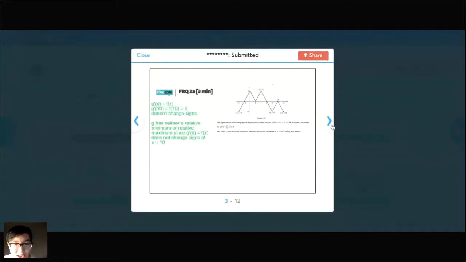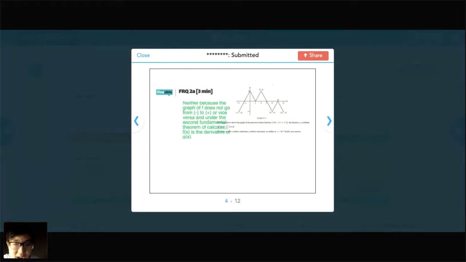G prime of x is equal to f of x. G prime of 10 equals f of 10 equals 0. Doesn't change signs. G has neither a relative minimum nor maximum, since g prime of x equals f of x does not change signs at x equals 10. Yeah, something I would add on top of this would just be that g prime of x is less than or equal to 0 for the interval from 8 to 12. And that way you can justify that it doesn't ever go positive. It just stays negative.